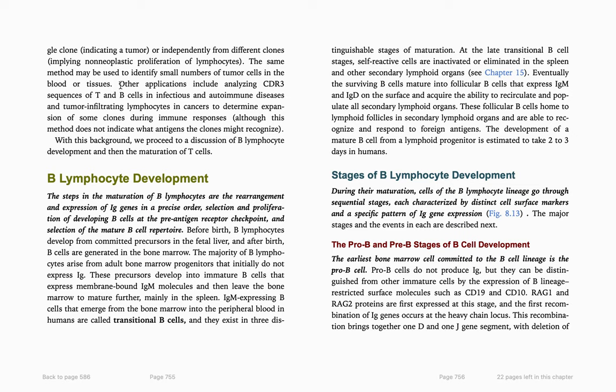The same method may be used to identify a small number of tumor cells in the blood or tissue. Other applications include analyzing CDR3 complementarity determining region sequences of T and B cells in infectious and autoimmune diseases, and tumor infiltrating lymphocytes in cancer, to determine expansion of some clones during immune response, although this method does not indicate what antigen the clone might recognize. With this background, we proceed to discussion of B lymphocyte development and then maturation of T cells.